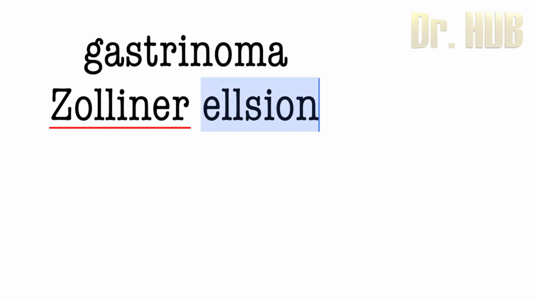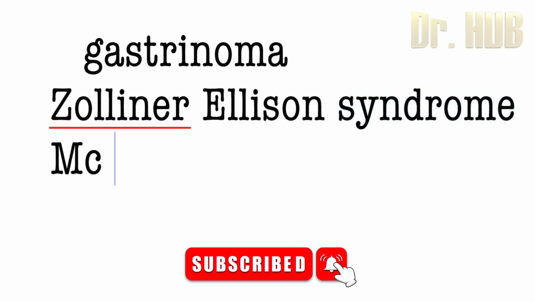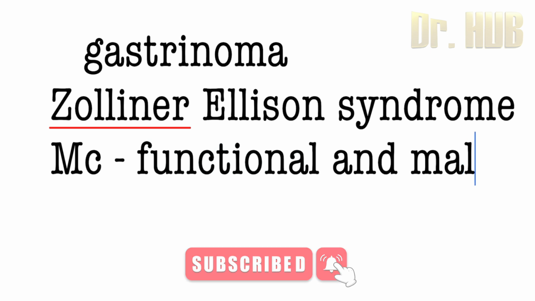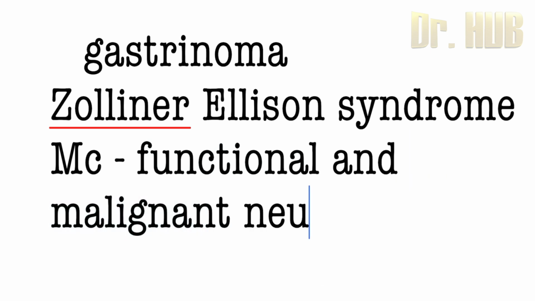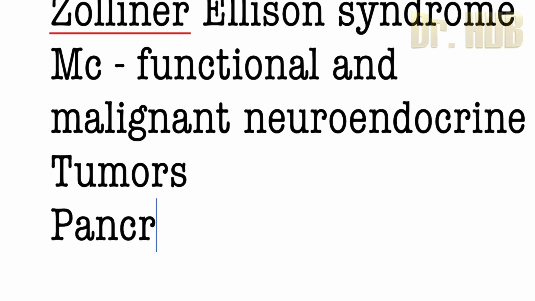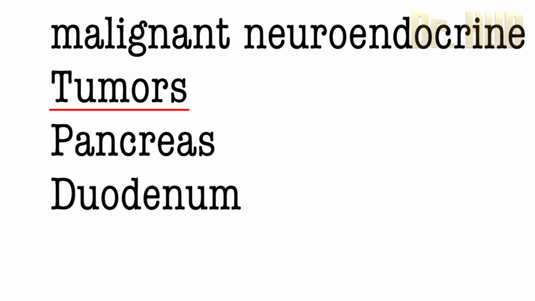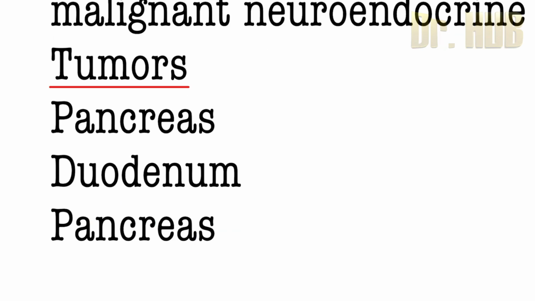Gastrinoma, also known as Zollinger-Ellison syndrome, is the most common functional and malignant neuroendocrine tumor of the pancreas. The most common site includes the duodenum, and it is greater than that of the pancreas. So duodenum greater than pancreas.